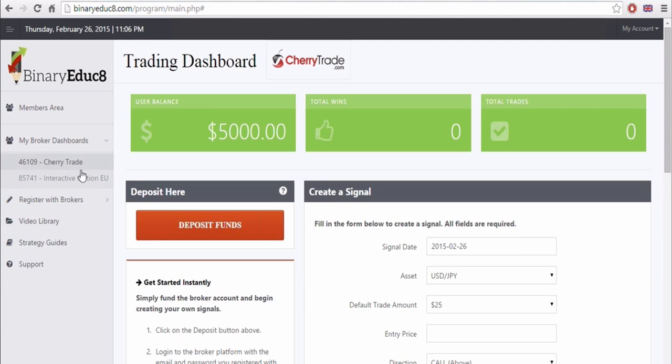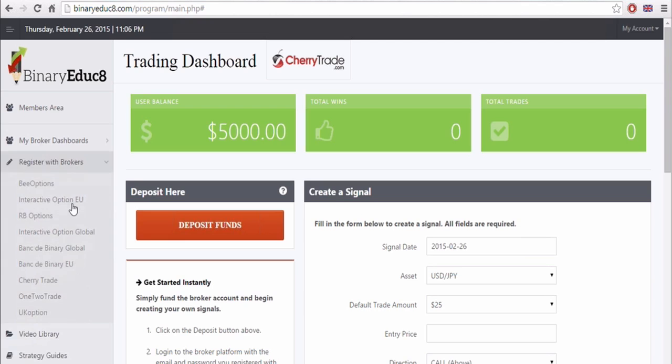It's as easy as clicking on the one that you're interested in trading with, meaning that you can have multiple accounts. You can be trading with two different brokers. You can determine why and how you want to trade with those brokers based on any criteria that's important to you, whether it's payout percentage or your comfort level. As you go, you might realize, well, I have accounts with Cherry and Interactive, I prefer to trade on Cherry, so now you can trade on Cherry, and so on and so forth. So it's really at your fingertips.